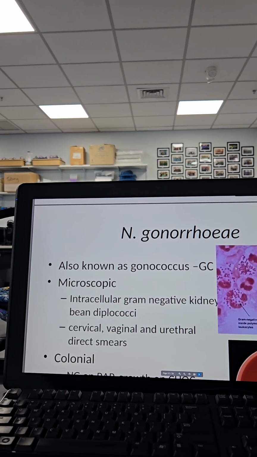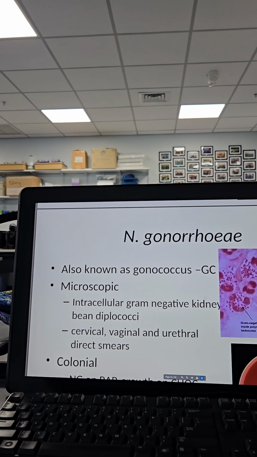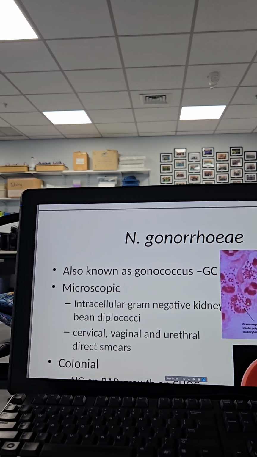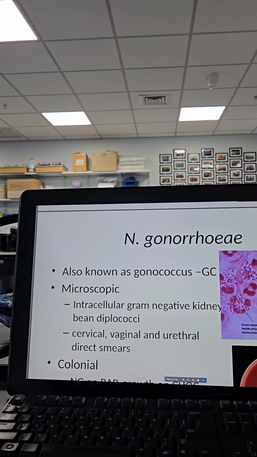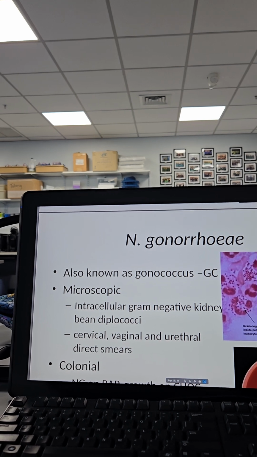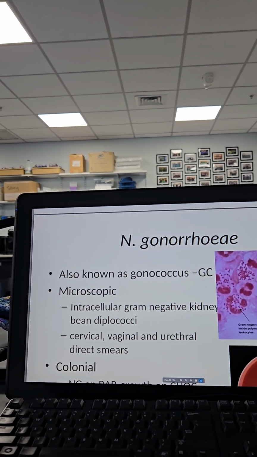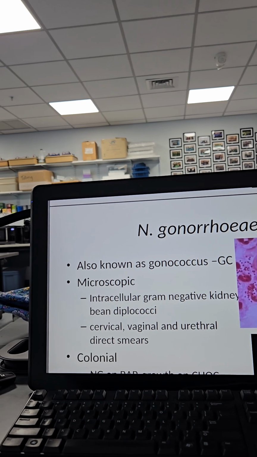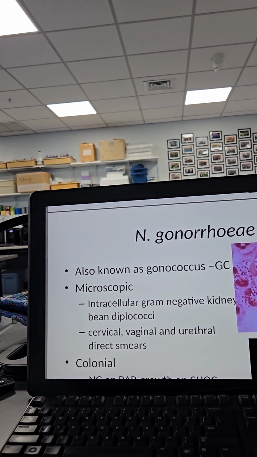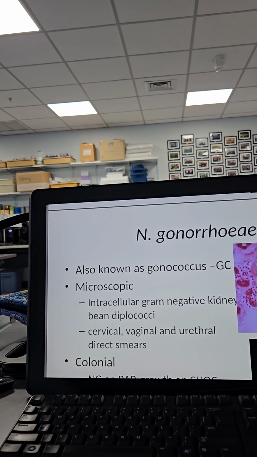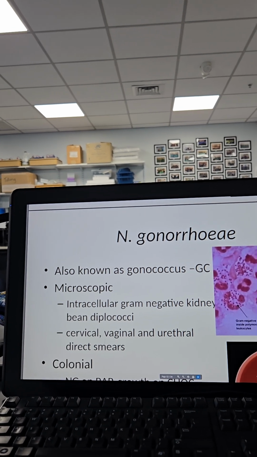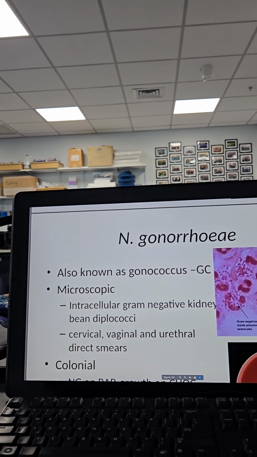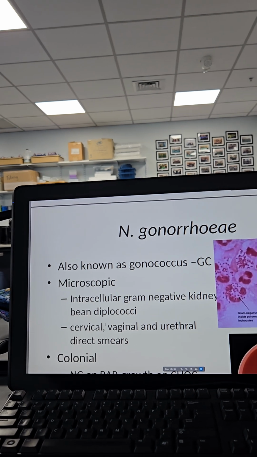Microscopically, very common: intracellular gram-negative diplococci. It's very, very common to see them as intracellular. You're going to see a ton of neutrophils in there. This will be on your gram stain from the specimen.